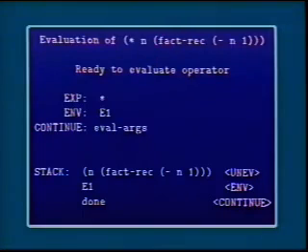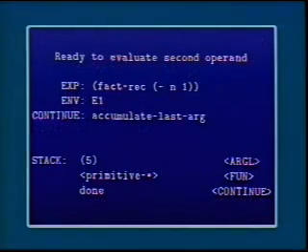So at the point where we go off to evaluate the second operand, and I'll skip details like computing n minus 1 and all of that, that will eventually reduce to another call to fact recursive. What we've got on the stack here is the operator from that combination that we're going to use it in, and the other argument. So now we're set up for another call to recursive factorial. And when we're done with this one, we're going to go to accumulate the last arg.